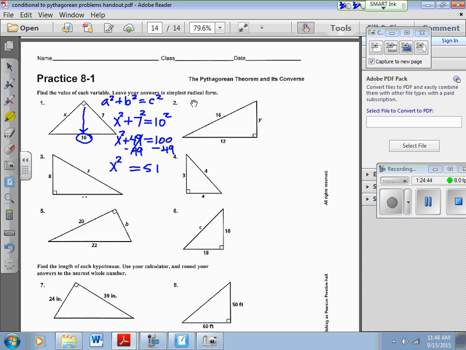All right, now when you get to this step, this is when you have to do the square root. Square root of x squared is x. And square root of 51, let me show you on the calculator. You do a hockey stick.